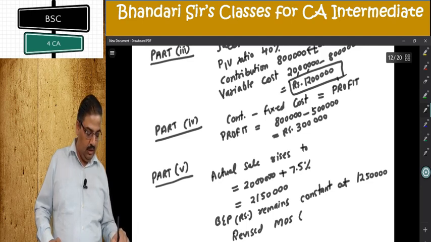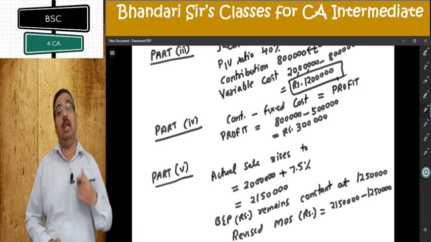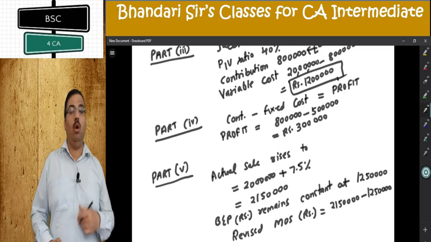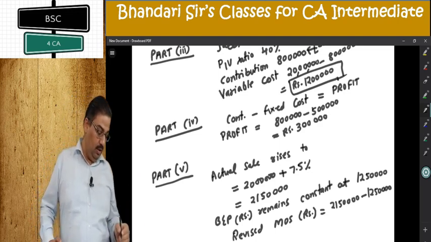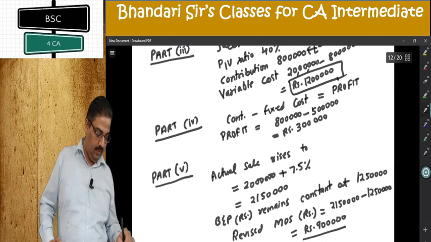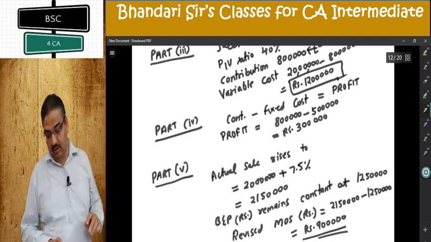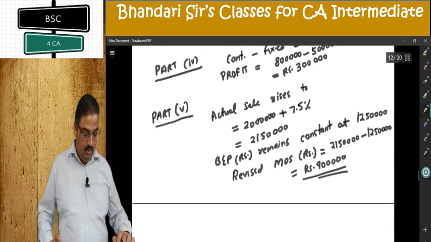Revised MOS in rupees. Now remember, break-even point in rupees can change if selling price changes. If quantity changes, then it does not change at all. So your revised MOS is rupees 9 lakh. That is the ultimate answer of this last part of question 30. Next question.